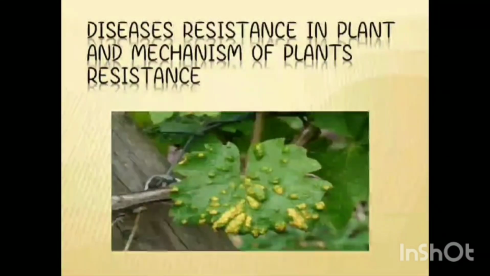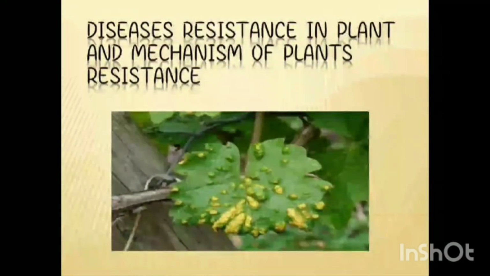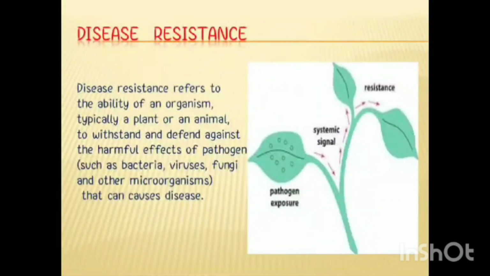Hello everyone, today's topic is disease resistance in plants and mechanism of plant resistance. First, we're going to see what is disease resistance. Disease resistance refers to the ability of organisms, typically a plant or an animal, to withstand and defend against the harmful effects of pathogens such as bacteria, viruses, fungi and other organisms that cause disease to these plants.